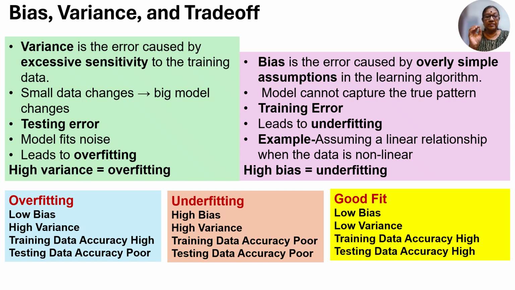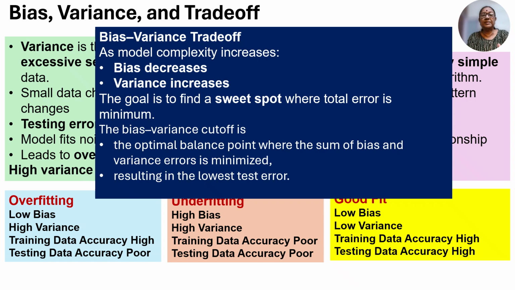So for a good fit, you should have low bias, low variance, where training and testing accuracy both should be high. Now we come to what is called the bias-variance trade-off. As model complexity increases, the bias decreases, but variance increases. So you have to find a sweet spot where the total error is minimal. The bias-variance cutoff is the optimal balance point where the sum of the bias and variance error is minimum. This results in the lowest testing error, because finally we want to predict, we want the lowest testing error.